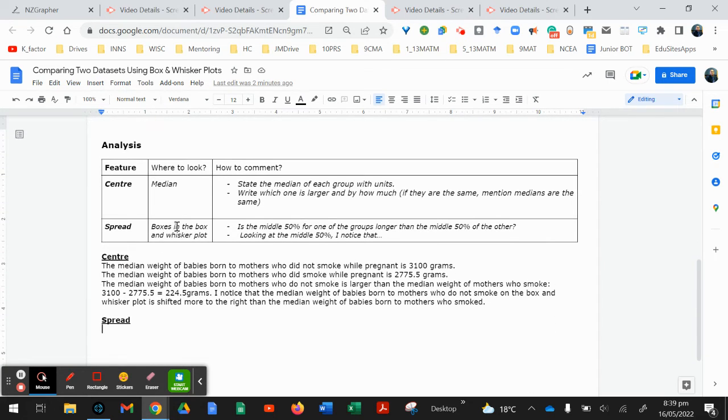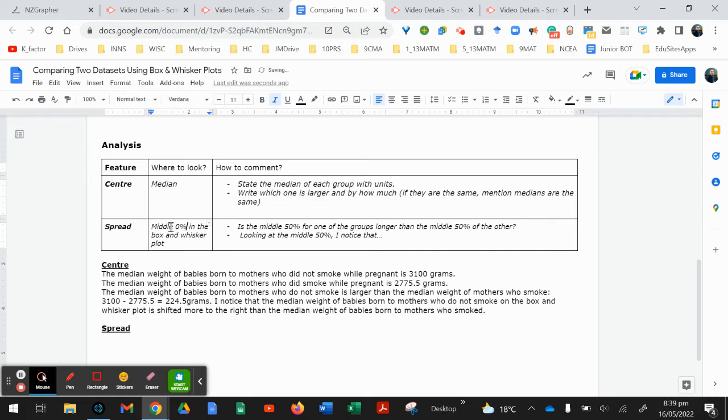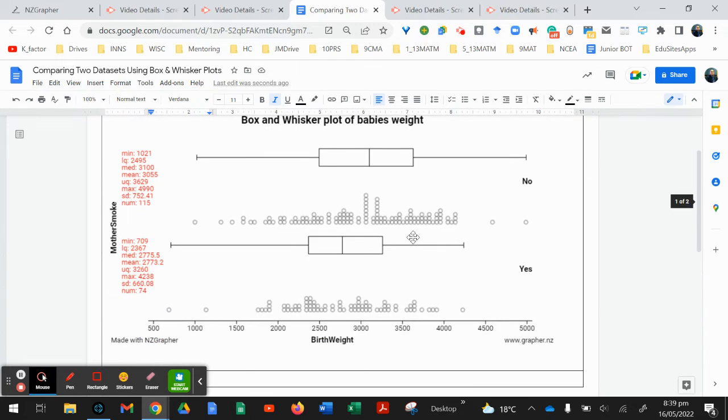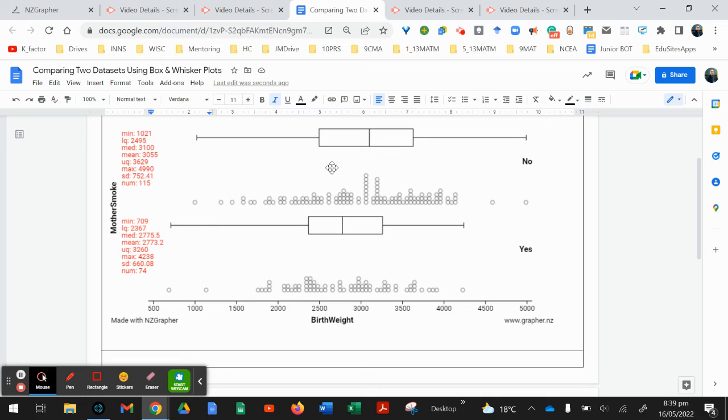I've given a bit of a clue for how to do it. You look at the boxes in the box and whisker plot, the middle 50%. I don't like using boxes, but I'm just going to put it there as a clue for you to look at. Is the middle 50% for one of the groups longer than the middle 50% of the other? If you can't make a call, do the maths. Find the differences.